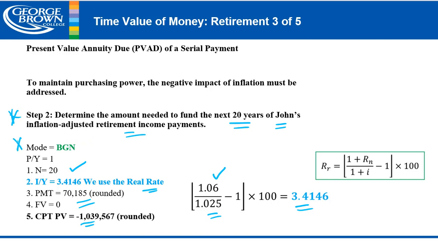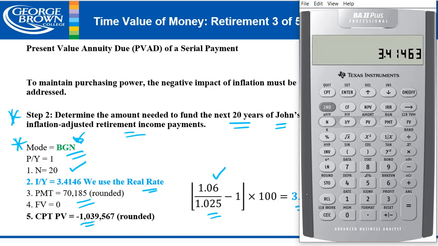So when we compute our present value, it's 1,039,567. But remember, we're doing this as a present value annuity due, so we need to put the calculator in the beginning mode. So let's bring up the calculator here, and we're going to put it second begin, second enter. So now we're in the beginning mode. Going to check again, second PY, just make sure, yes, we're in 1.